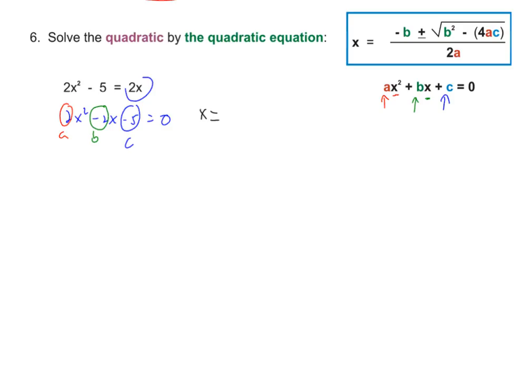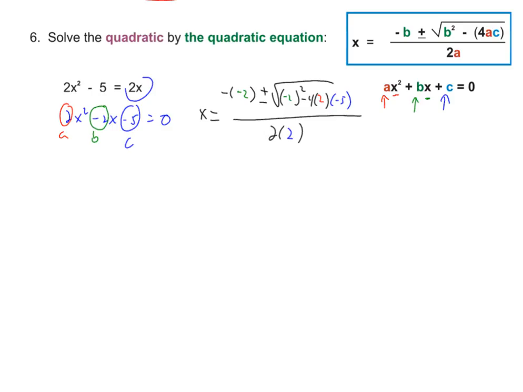Negative b, right? So this is negative, and what's my b? Use my green here, a negative 2. Quadratic formula, plus or minus the square root. And then I'm going to take b and square it, so that's a negative 2 squared. I have a negative 4 times my a value, which in this case is a 2, times my c value, which in this case is a negative 5. And this is all over 2 times a, and my a is a 2.